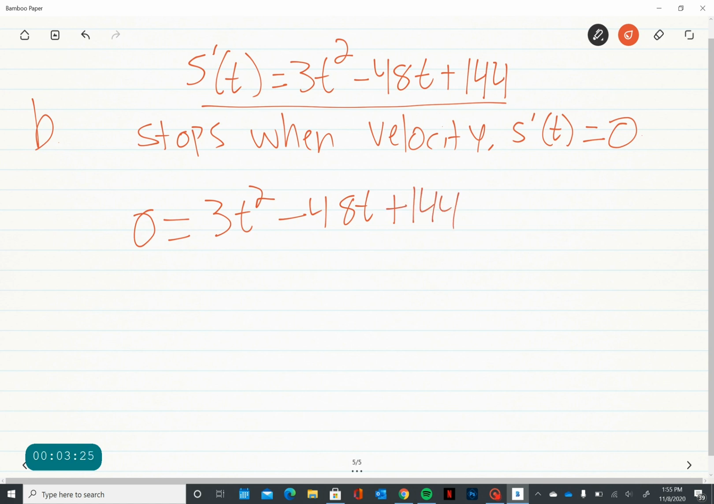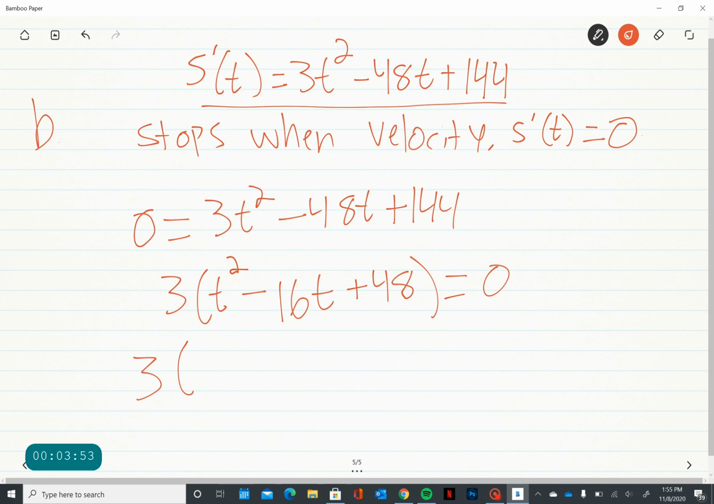So what can we do? We can pull out a 3 to the front, and we're left with t squared minus, oh no, my bad, minus 16t plus 48 equals 0.